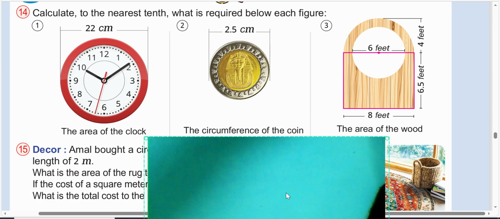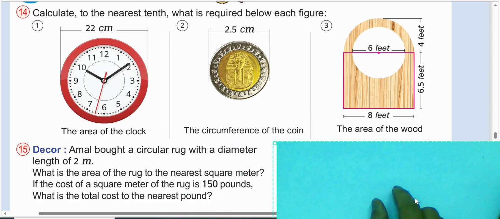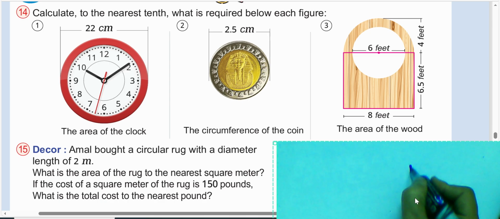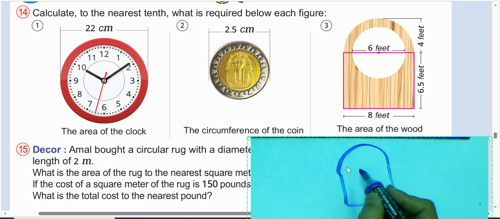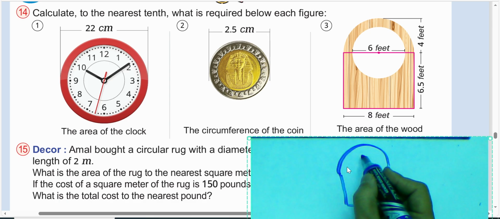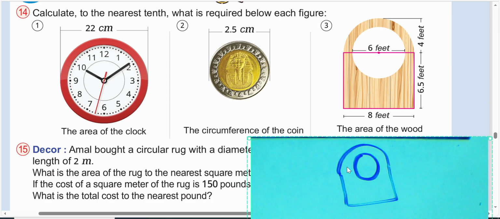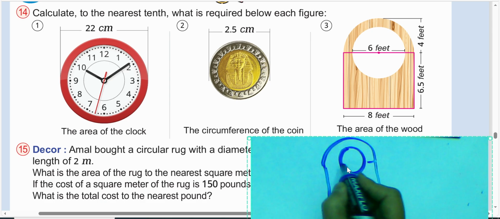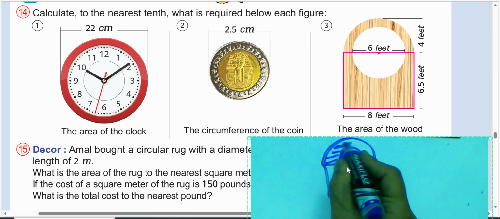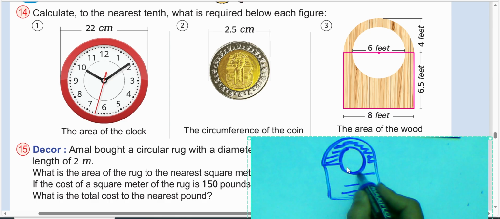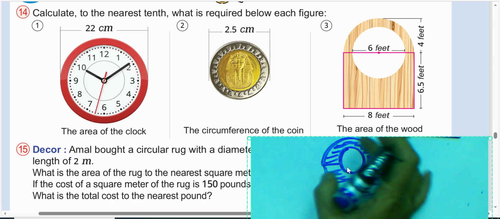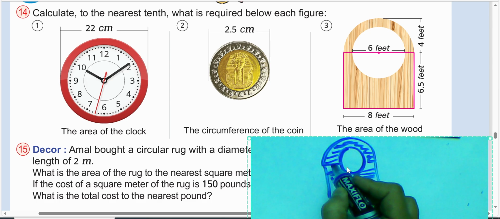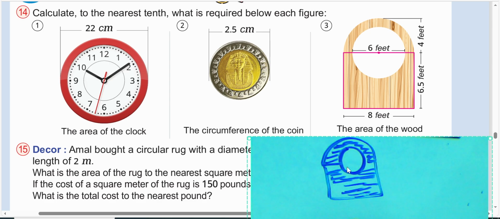Question number 3. You want to find the area of the figure. How can we find the area of the figure here? We have a rectangle down and up a half of a circle, and a small circle here, like this, and the colored part. We can find the area of the rectangle and the area of the greater half circle, and cancel the area of the small circle from the total area.